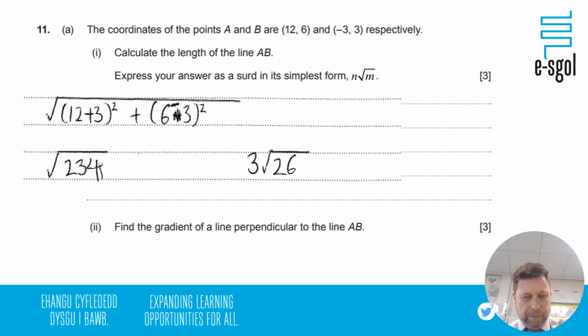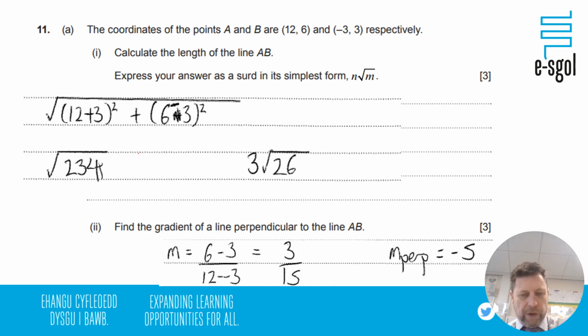Find the gradient of a line perpendicular to the line AB. So first of all, we're going to have to work out the gradient of the line AB. Now gradient is change in y over change in x. So I've done here the change in y over the change in x. Or you might know it as y2 minus y1 over x2 minus x1. Just be careful of these minus signs. That gives us 3/15. Now 3/15 is exactly the same as 1/5.